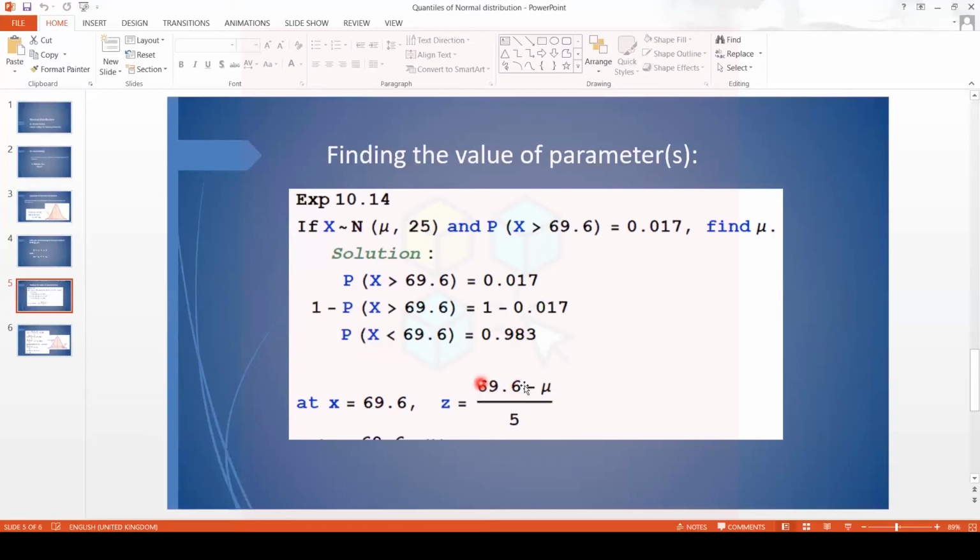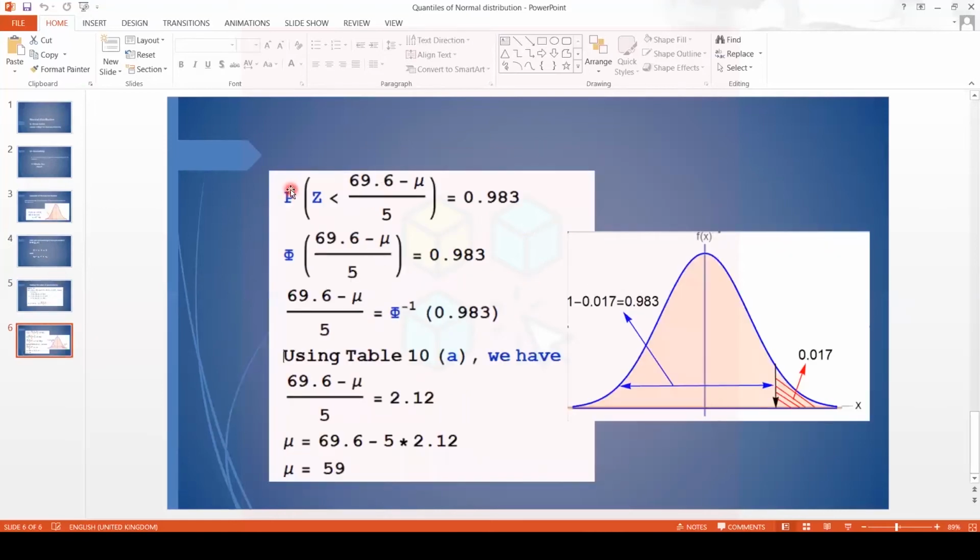then we can write it in the form of capital Phi, because probability z less than any specific value can be written as capital Phi of that expression. So the next step is this one: probability z less than that expression. Because mu is unknown, we have to write the whole expression here, is equal to 0.983. Now we can convert probability z less than into phi of this expression. And in the next step, phi is on the left side. Whenever it comes on the right side, it is written as phi inverse of 0.983.